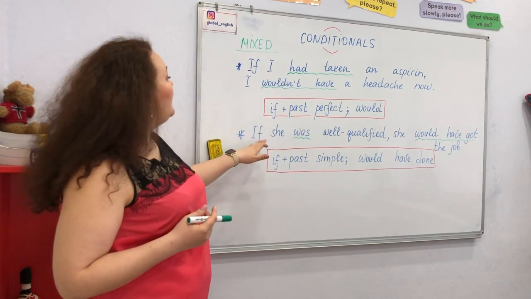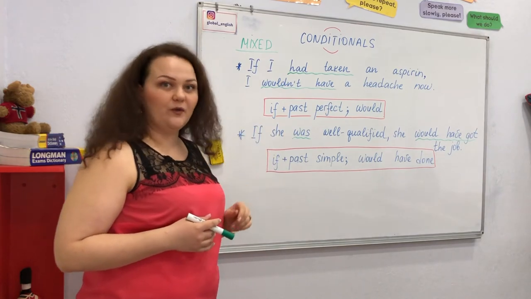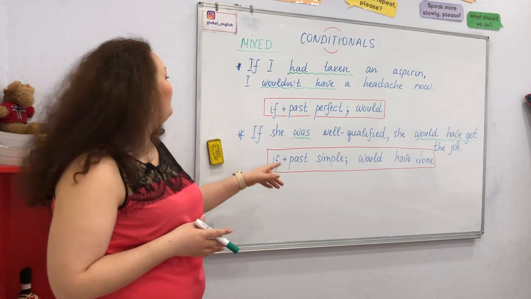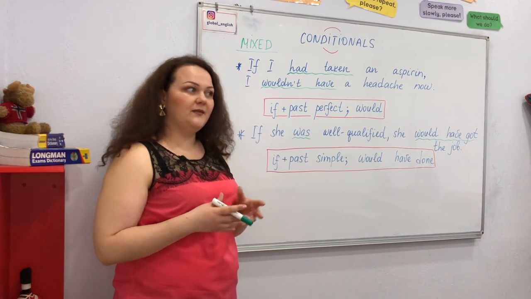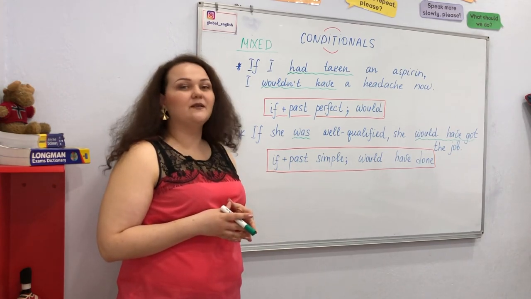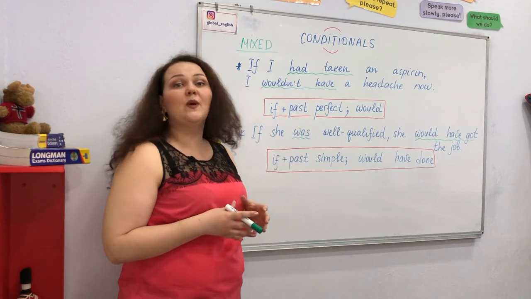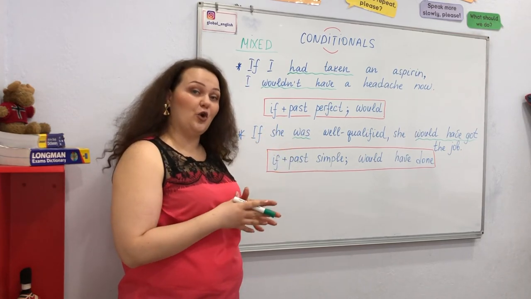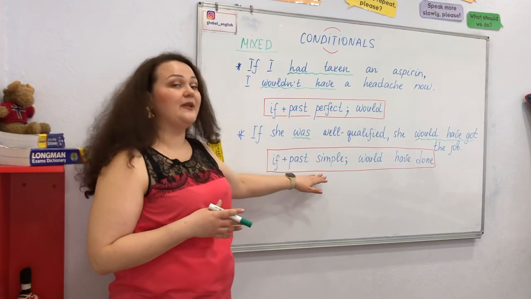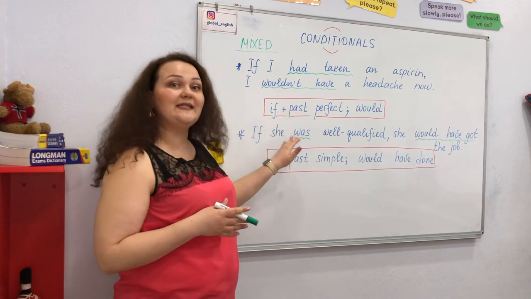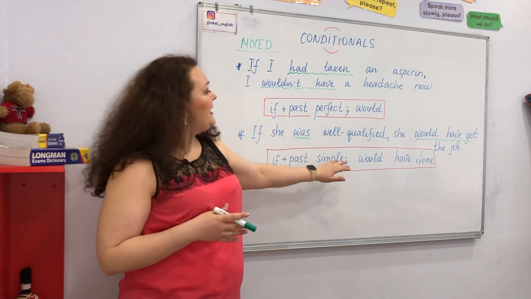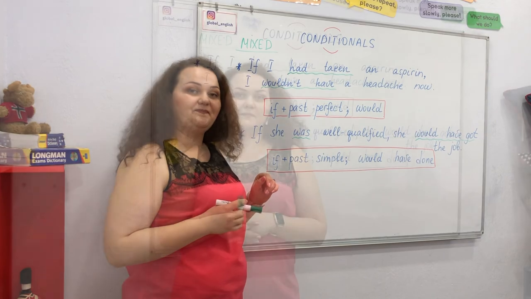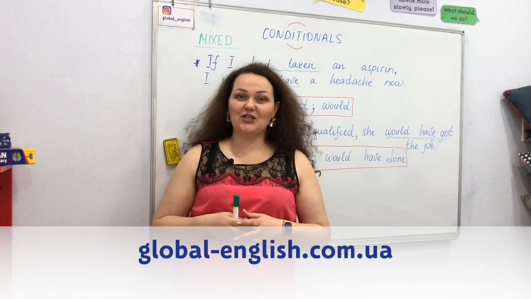Situation number 2. If she was well qualified, she would have got the job. What do we have here? Did she get the job? No, because she was not well qualified. That means that probably she is not well qualified even now. But we have only one result here, which happened somewhere in the past, that she didn't get the job. That's why we take if plus past simple, which shows that it might be the same even now, and would have done, which shows that this thing had happened. Stay tuned and practice conditionals with Global English.